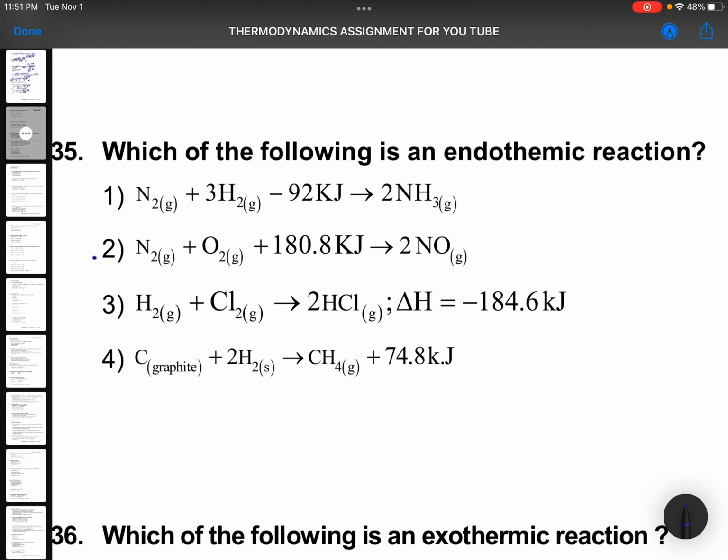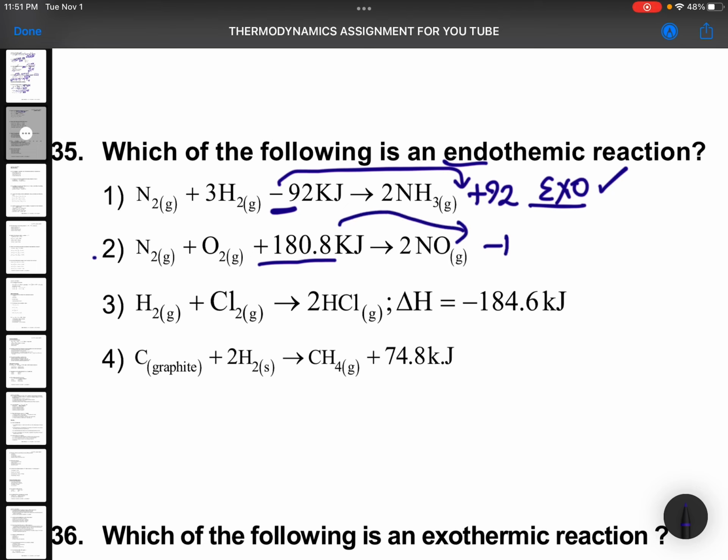Which of the following is an endothermic reaction? See, here minus means this side it will become plus 92, which means it is exothermic. Here plus 180.8 is there, so when it comes to this side, it is going to be minus 180.8. Or along with N2 and O2, you need to supply this much energy. So this is your endothermic change.